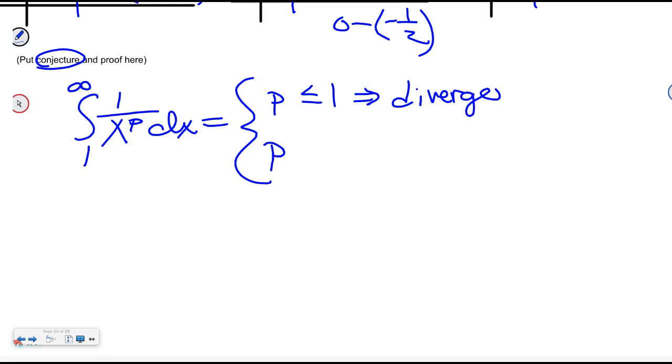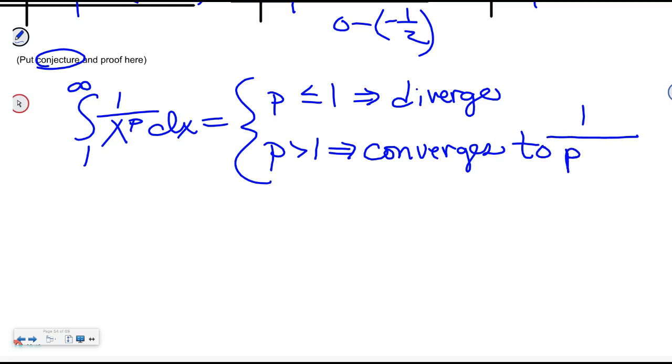The trick is when p is greater than 1, we know we have convergence, but you guys just said what it converges to because you saw it happening. What'd you guys say? 1/(p-1). Why is that? And could it be shown? And the answer is yes. And once I'm done showing you, we're done. I'm not going to do the examples. So here's how it goes.